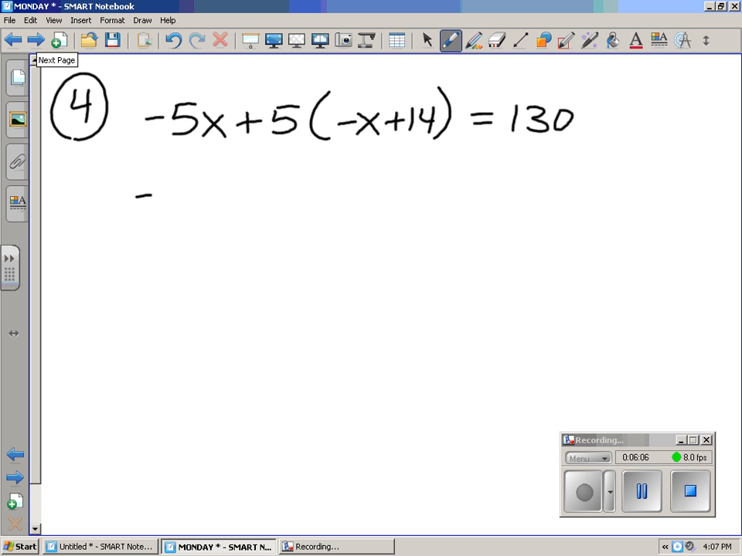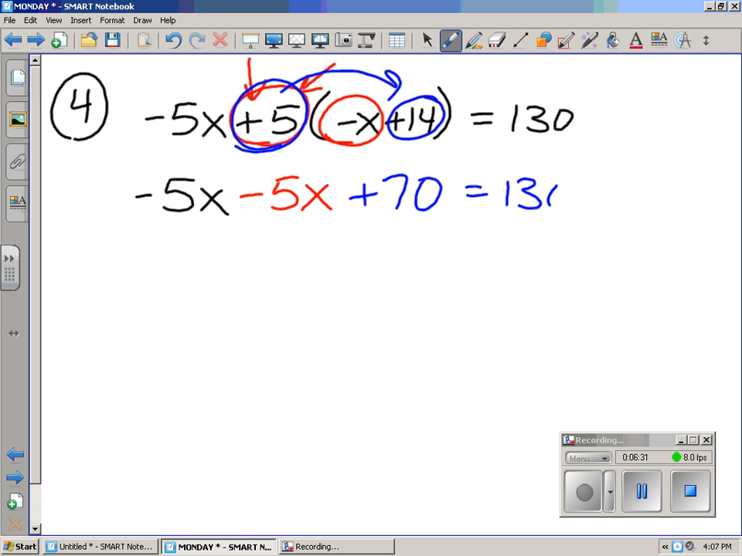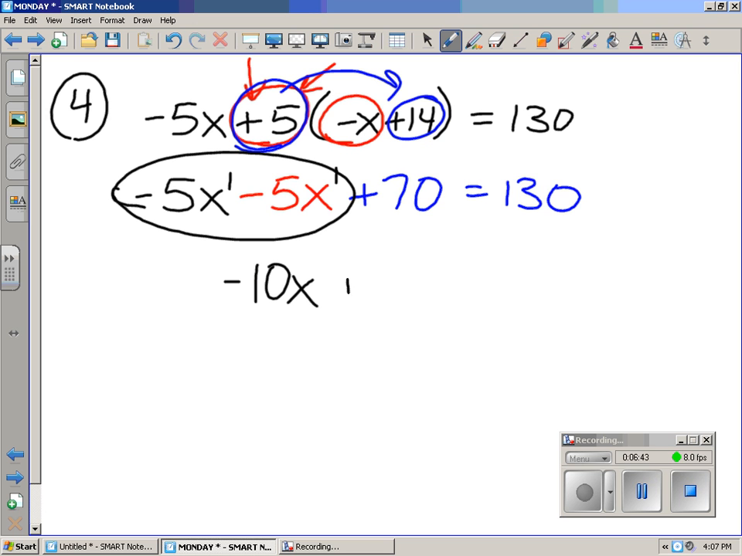Number 4, I copy down the -5x. Then I take the 5 that's outside of the parentheses and the symbol that's right in front of it, and I multiply that whole piece by the -x. And I get -5x. Then I multiply the positive 5 by positive 14, and I get 70. And then I combine like terms. Both of these have an x with a power of 1, so they are like terms, and I get -10x to the first power plus 70 equals 130.